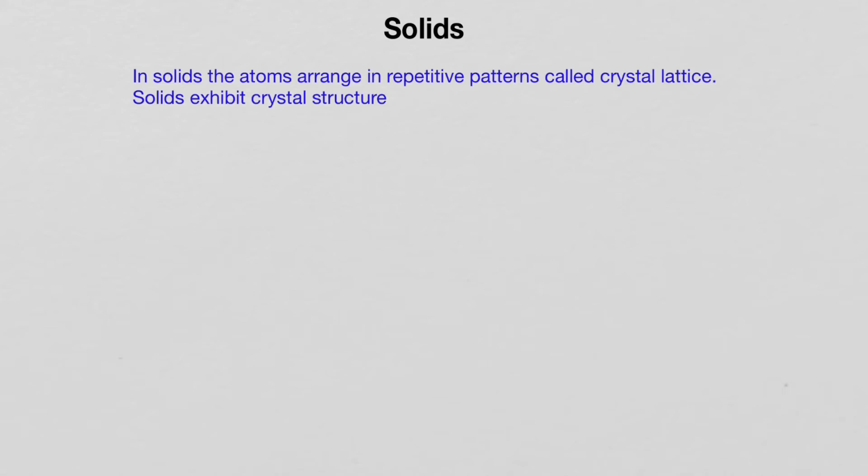Now let's start the discussion on the 4 main states of matter. The first state of matter that I want to talk about is solids. Solids have the greatest variety of properties of the 4 states of matter. The properties are determined by their atoms and how they are arranged. In solids, the atoms arrange in repetitive patterns called crystal lattice. Solids exhibit crystal structure. An important class of solids are metals.